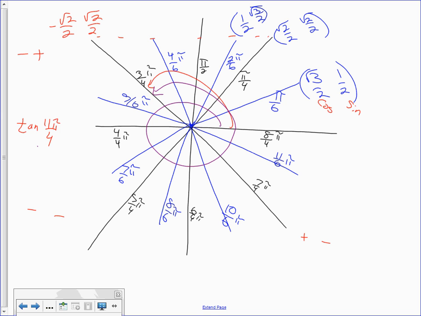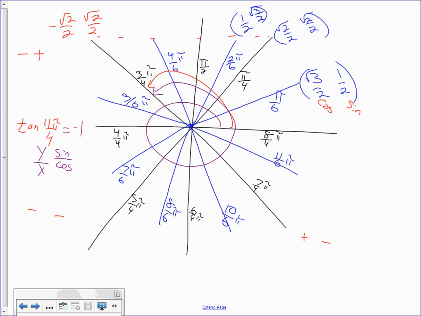If I want to find the tangent, how do you find tangent? Y over x. So tangent's y over x, or sine over cosine in this case. Since sine and cosine are the same, just with alternate signs, what's tangent? It's -1. Everybody okay with it just being -1? Since it's root 2 over 2 divided by root 2 over 2, it's negative. Everything simplifies out, you get -1. It's all about being able to spin around the circle until you find out where you are.